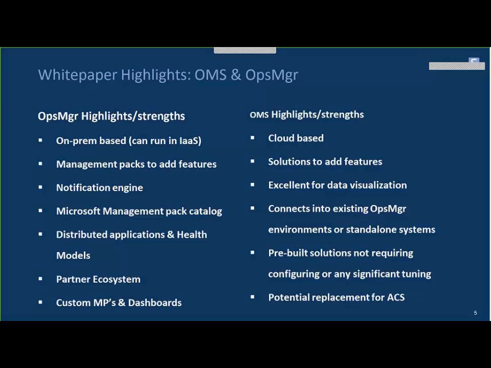Another big strength of OpsMgr is distributed applications and health models. So within a DA and a health model, we can in essence define the health of an object. An object could be a server, as an example. A server's got your KPI metrics like CPU, network, disk, and memory. And we can determine based upon those metrics what is healthy and what's unhealthy for that health model.